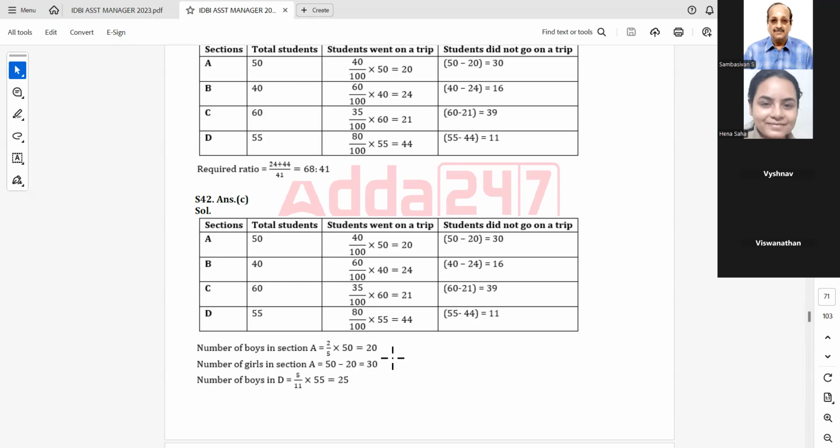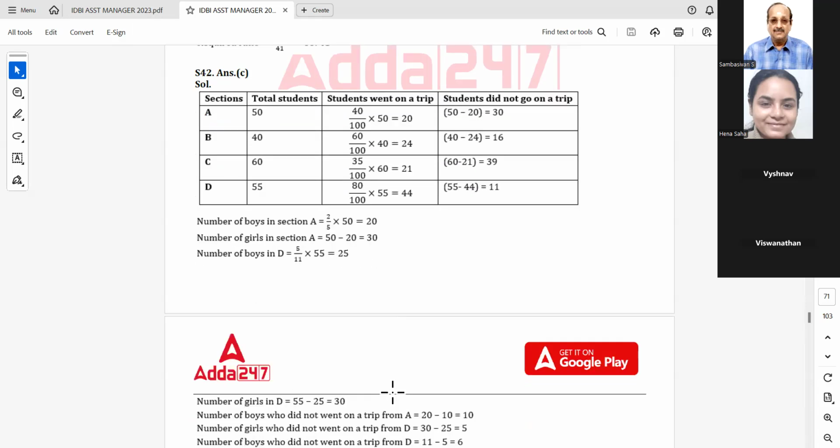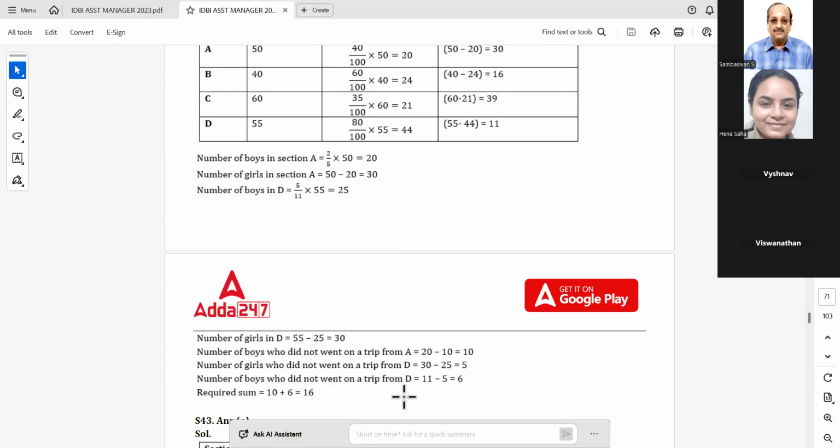Number of boys in section A 20, number of girls in section A 30, number of boys in D 25, correct? Number of girls 30. This is also correct. Number of boys who did not go on a trip from section A 10. Number of girls who did not go on a trip from section D, 30 minus 25, 5. Number of boys who did not go on a trip from D. From where does this point come, 11 minus 5 is equal to 6?